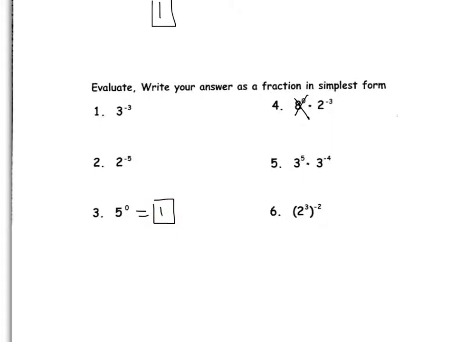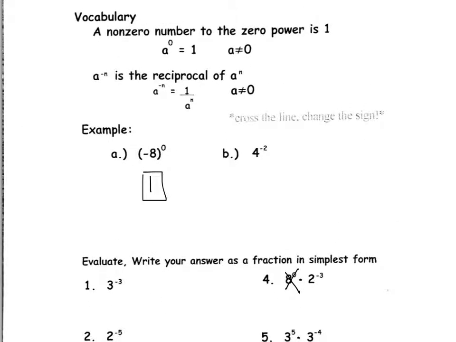That's it. That's 0 exponent. Anything to the 0 power is 1. It's pretty easy to remember that. Negative exponents are a different story.